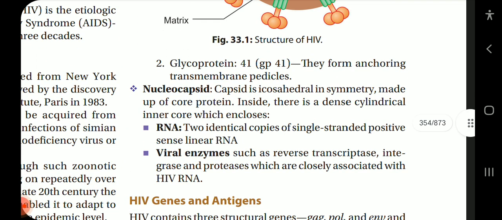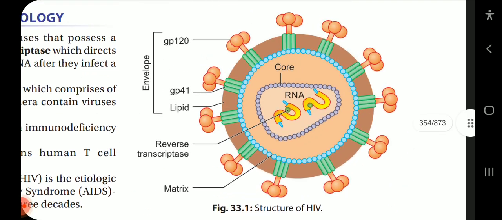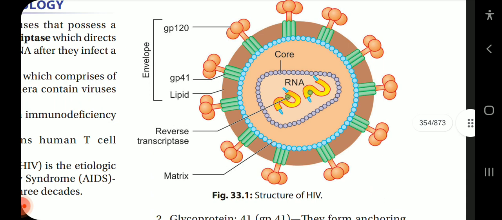The nucleocapsid has icosahedral symmetry and is made up of core protein. Inside there is a cylindrical inner core which encloses RNA, two identical copies of single-stranded positive-sense linear RNA, and viral enzymes such as reverse transcriptase, integrase and protease, which are closely associated with HIV RNA. So in this figure we can see the envelope, which consists of GP120, GP41 and the lipid membrane. Inside is the core, which contains two copies of single-stranded RNA with reverse transcriptase enzyme.